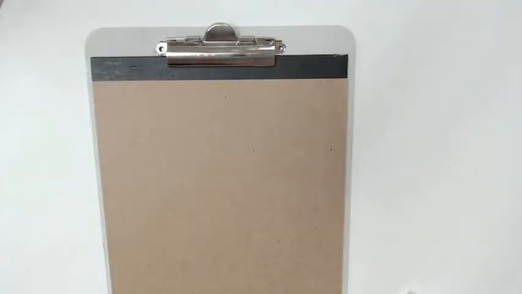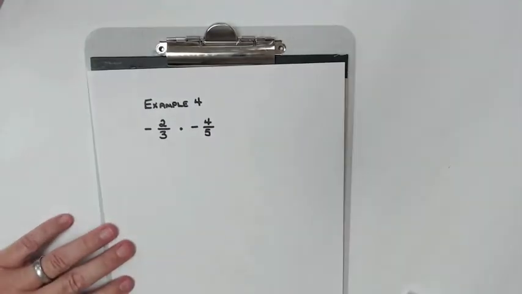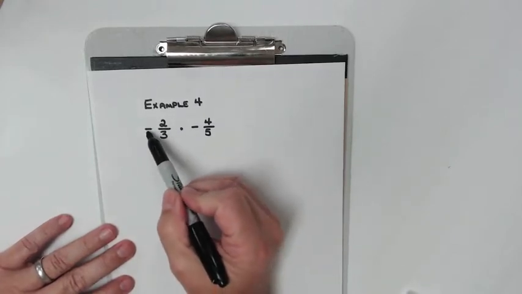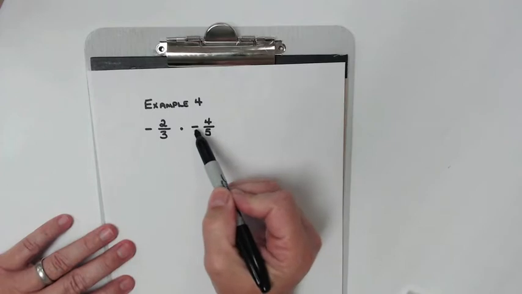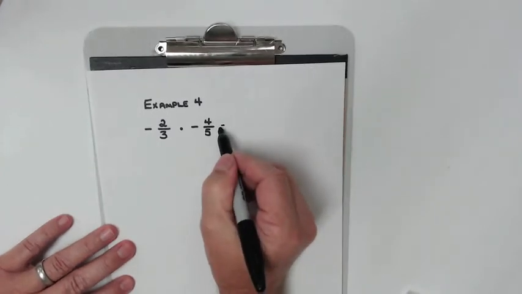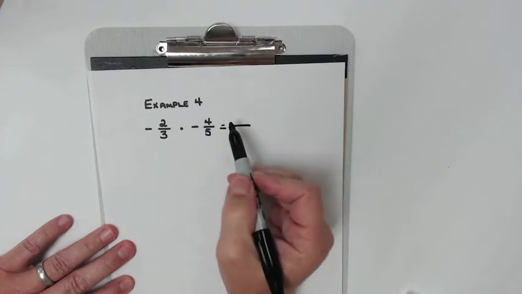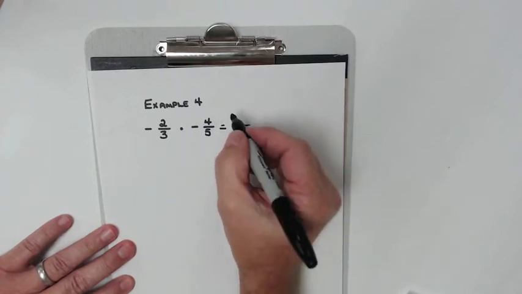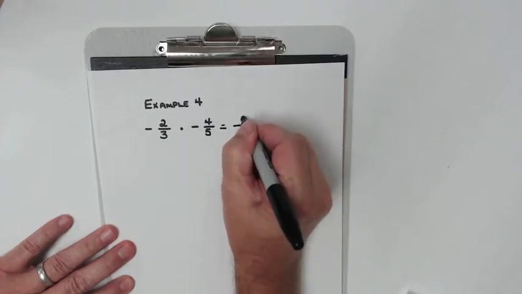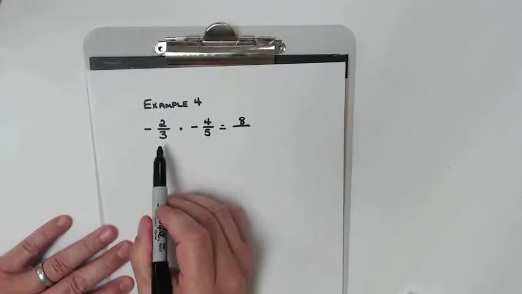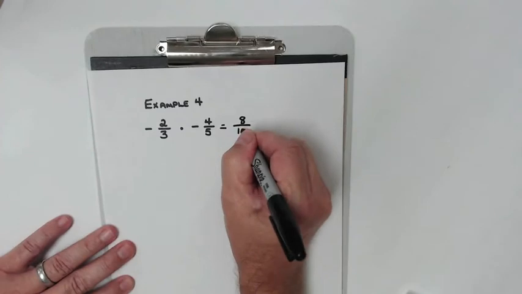Our last example, example 4. Remember, when you've got a fraction, this negative goes with the top one and this negative goes with the top one up here. So it's like I've got -2 times -4 because I'm multiplying the top numbers together. A negative times a negative is a positive. Multiply the bottom numbers together. 3 times 5 is 15.